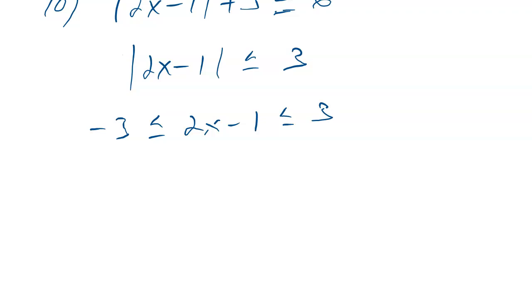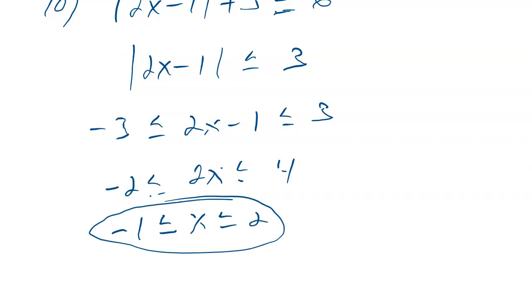I'm going to add 1 to everything. So I get negative 2. Negative 2 is less than or equal to 2x, which is less than or equal to 4. So I get negative 1 is less than or equal to x, which is less than or equal to 2. And so that's correct. My interval is negative 1 to 2.